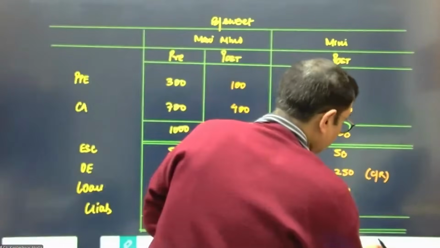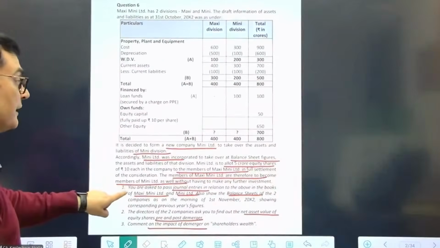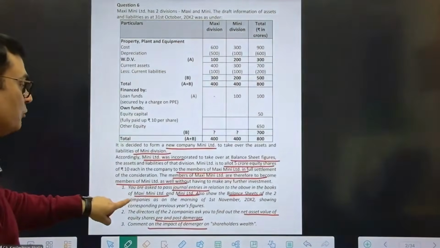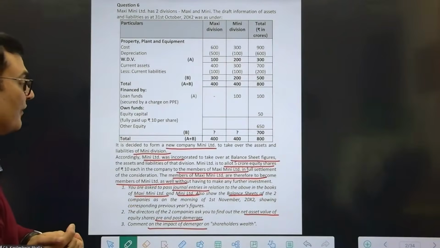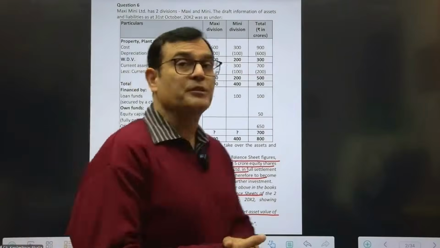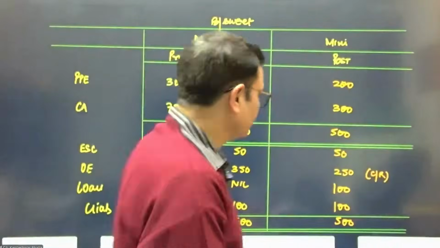Let's go back now to the requirements of the question once again. You're required to pass the journal entries in the books of Maximini and Mini Limited, done. The balance sheet of the two companies, done. Now it says directors want you to find out the net asset value of equity share pre and post demerger. If you want the net asset value per share, can I say that would be net assets divided by number of shares? So let's see. And then the impact on the shareholders' wealth is to be defined.